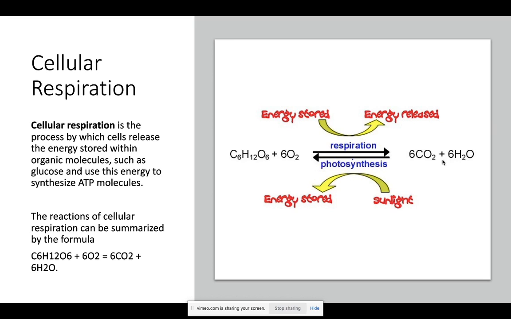So as you can see here on this picture, in photosynthesis, we were taking sunlight and we were actually creating glucose, right? We were storing energy in the form of glucose. Now this stored energy is actually going to be released through these biochemical reactions that we were previously discussing.